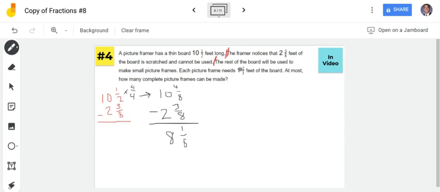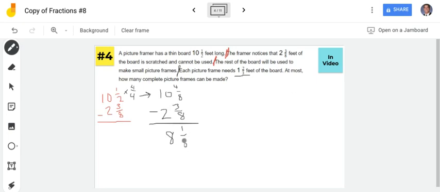The third sentence says the rest of the board will be used to make small picture frames. Okay, so I'm going to use this part, 8 1/8, to make the picture frames. It goes on to say that each picture frame needs 1 2/3 feet of the board. So you need 1 2/3 feet to make a picture frame. And so the question is, at most, how many complete picture frames can be made?